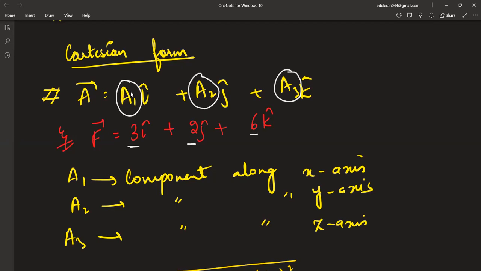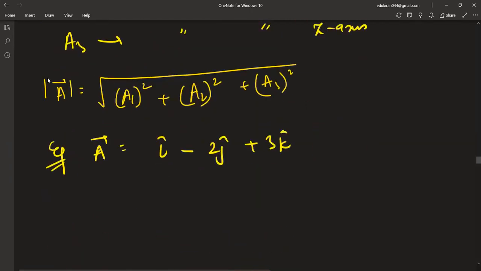So in 3 I cap plus 2 J cap plus 6 K cap, A1 is just the component along the x-axis. This means the coefficient of I cap is the component along the x-axis. A2 is what? Component along the y-axis. That is the coefficient of J cap. A3 is what? Component along the z-axis. That is the coefficient of K cap.